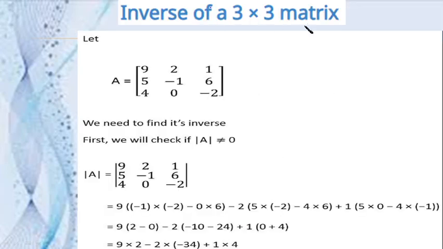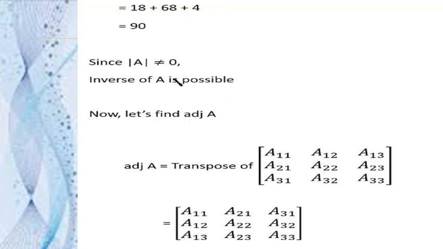Now inverse of a 3 by 3 matrix. We have taken a 3 by 3 matrix. We need to find its inverse. So first of all, we have to check that determinant A should not be equal to 0. For finding the determinant, you can expand along any row. So we have expanded along the first row. It is 90, which is not equal to 0. It means inverse is possible. Now let's find the adjoint. Adjoint is the transpose of the cofactor matrix. Here we have taken the transpose.